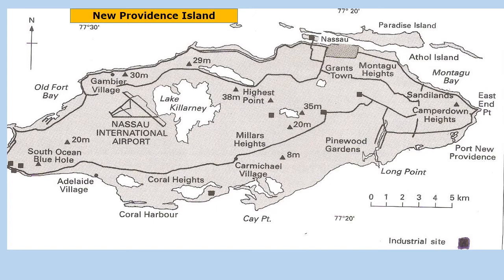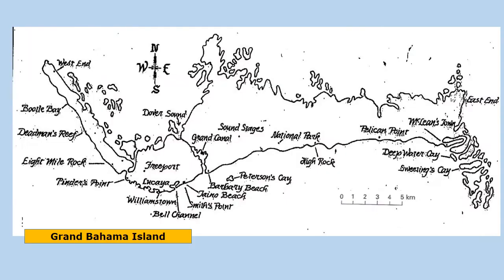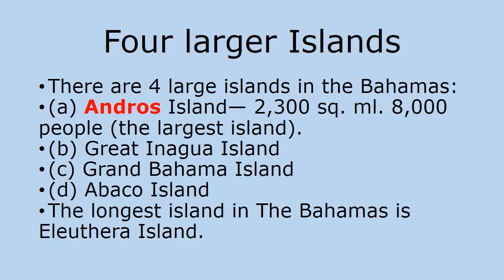New Providence Island, Grand Bahama Island, the four larger islands. There are four large islands in the Bahamas, of which Andros is the largest with 2,300 square miles. It has about 8,000 people.